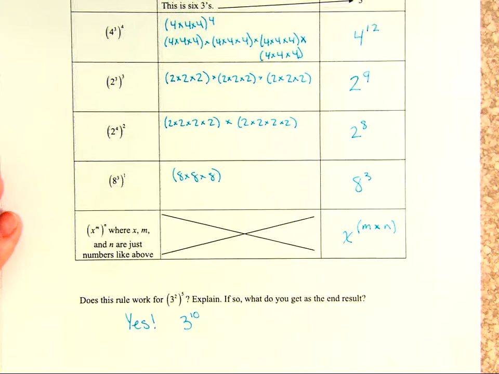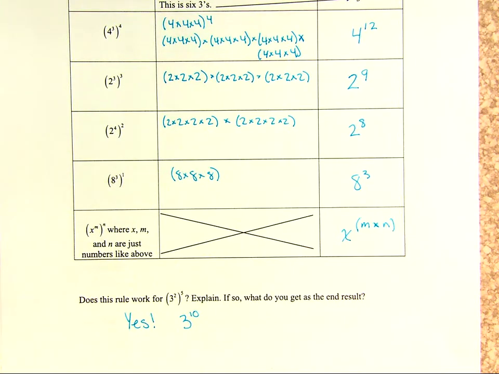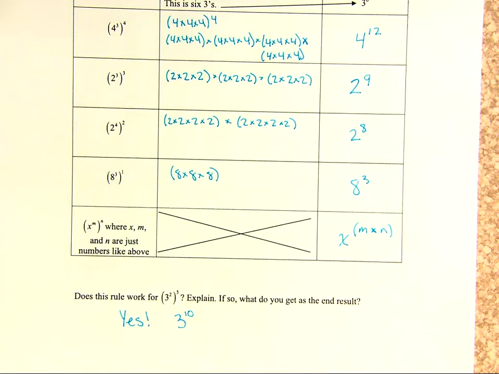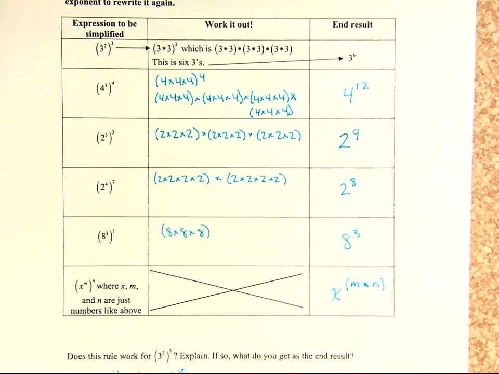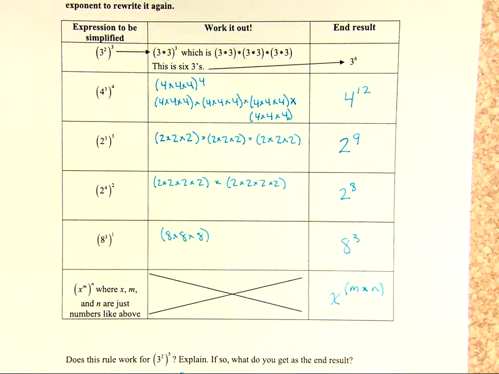So then, does the rule work for 3 to the 2nd power, all to the power of 5? Yes, it would just become 3 to the 10th power. Realize if we're simplifying this, then we would actually have to calculate 3 to the 10th power, but this is good enough for the discovery worksheet. So that's page 2, power to a power. You were also supposed to do page 3, so if you didn't, make sure you do that before continuing with the video.